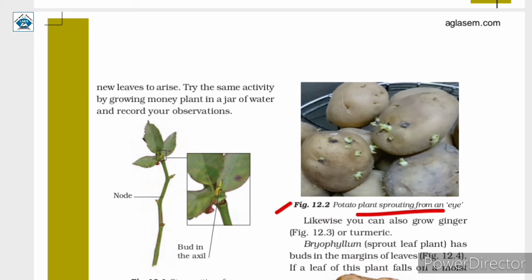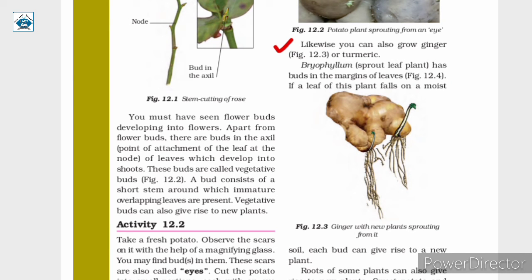A new plant is produced from a bud by vegetative reproduction. Likewise, you can also grow ginger or turmeric. As it is shown in figure 12.3, ginger with new plants sprouting from it is given. So just like potato, in the same way ginger or turmeric can be grown.